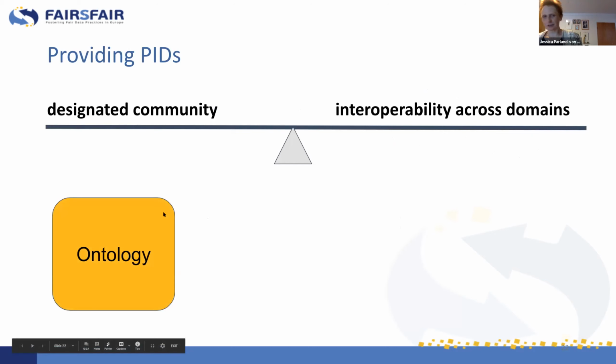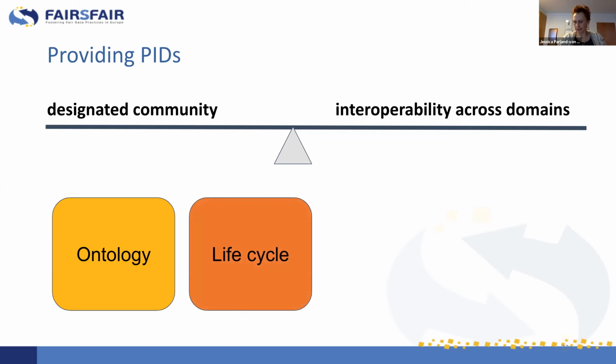Okay, so it's actually about striking this balance, I think, many times between the needs of the designated community and the interoperability across domains. We need to think about the ontology. There are things like the granularity and, in the research process, what needs to be described, what needs to be captured, what's the structure actually? What are we talking about? Instruments, variables, measurements, and relations between all these things. So how many PIDs do we need, and how do we link them? And also, from this designated community use case, looking across domains and seeing where we can create interoperability with the PIDs.